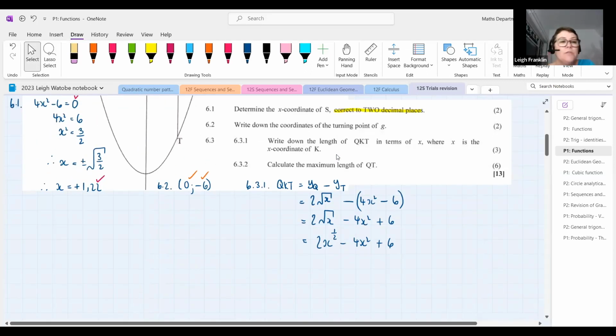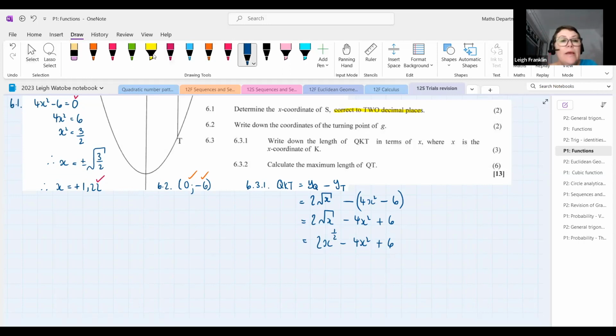Okay, so here I think the marks would be obviously for the answer. Why is it out of 3? Write down the length. Knowing that you needed the formula to subtract also. Yeah.